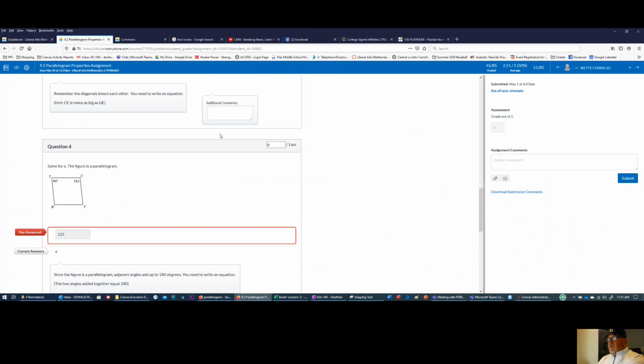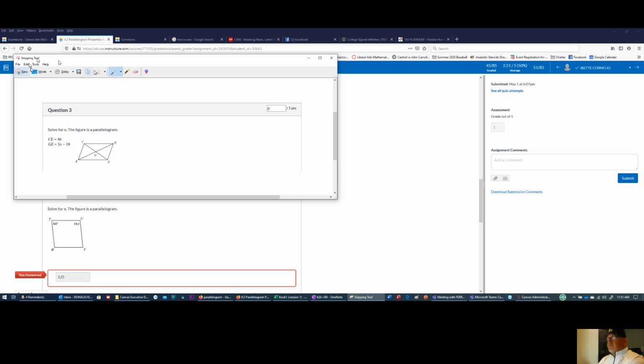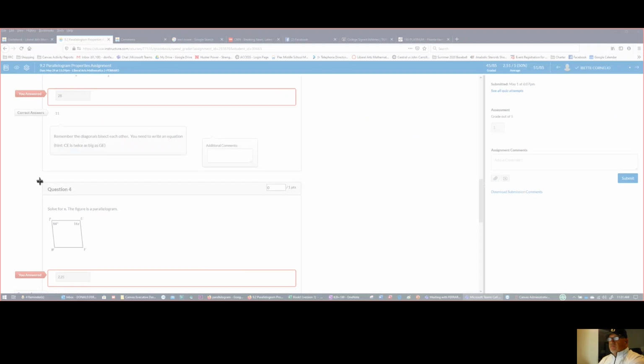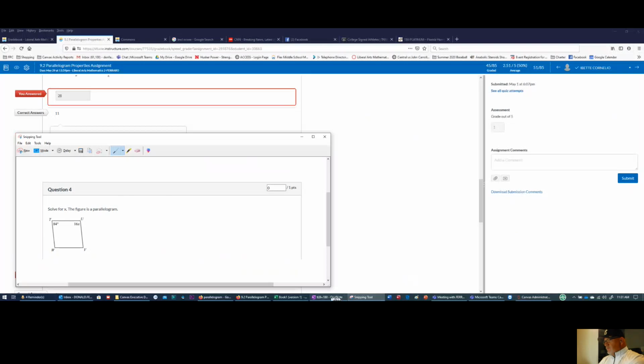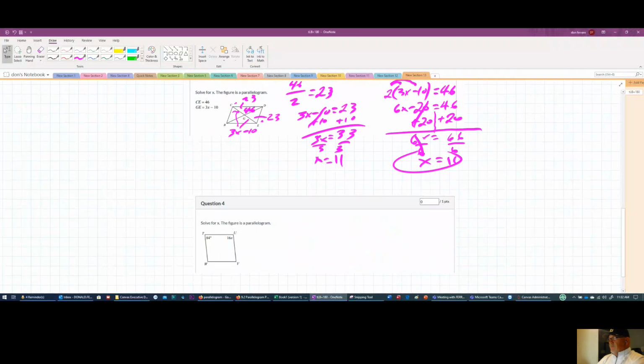So now let's go to number 4. So I'll mouse down, boom. Okay. Now we got to solve for x, all right? And we've spoken about the properties of a parallelogram. And I know intuitively that angle T and angle U both add up to 180, okay?